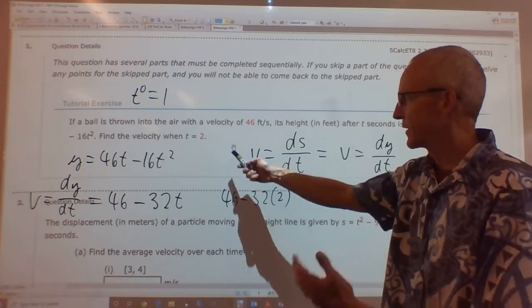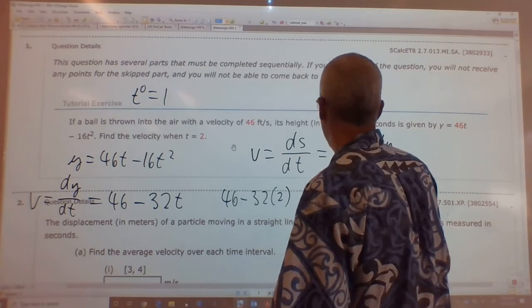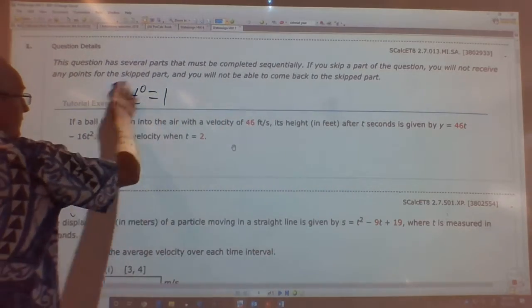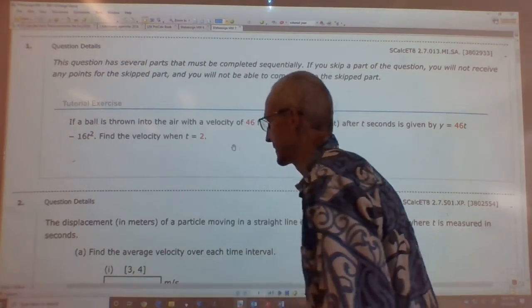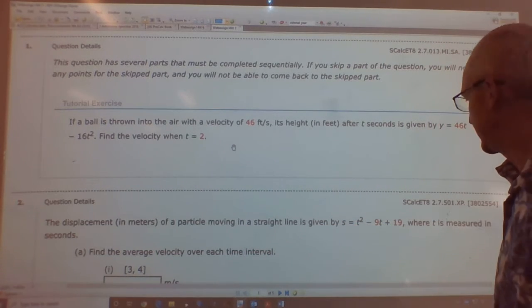Okay, and you can do the math. You're going to have different numbers than 46, it doesn't matter. Okay, so that's the idea with velocities. So the next one is very similar. They give you the displacement, which is a position, and the velocity is just ds dt.